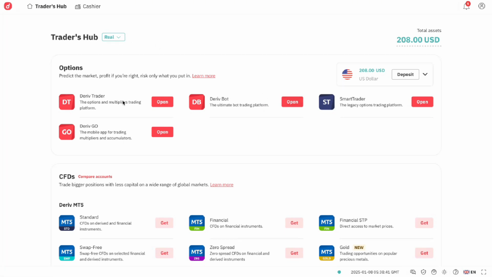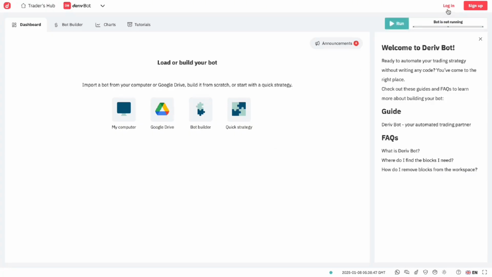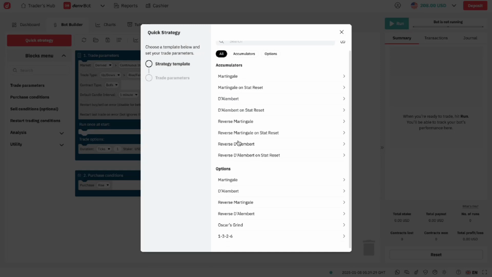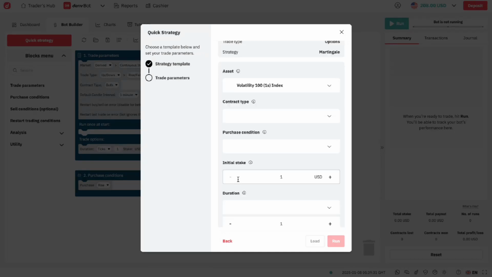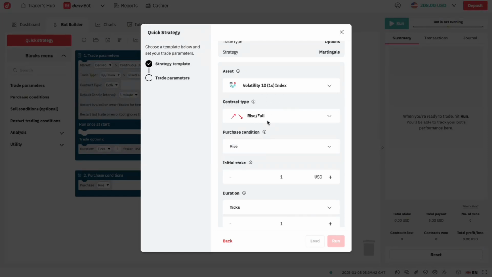So after you log in, you'll have Deriv bot here. Just click open. Then click login. Upon clicking login, just click on quick strategy. So I want us to create a bot here. Use the options one. Just click Martingale. The asset here will be volatility 101S. This is the default. You could change to anything. We always start with 101S index.